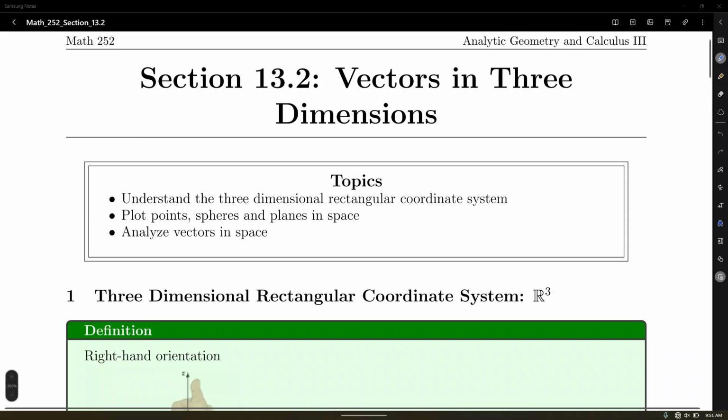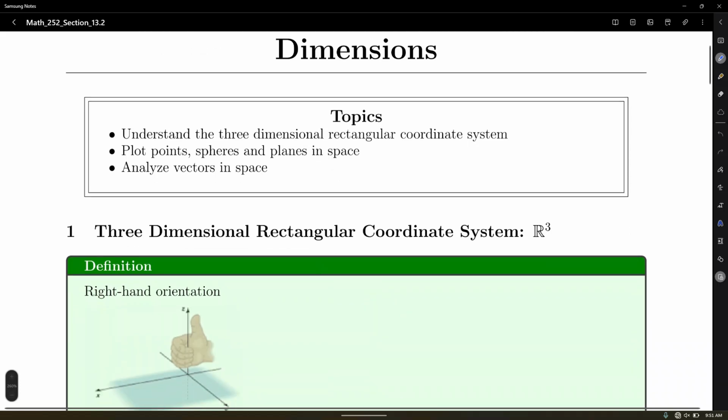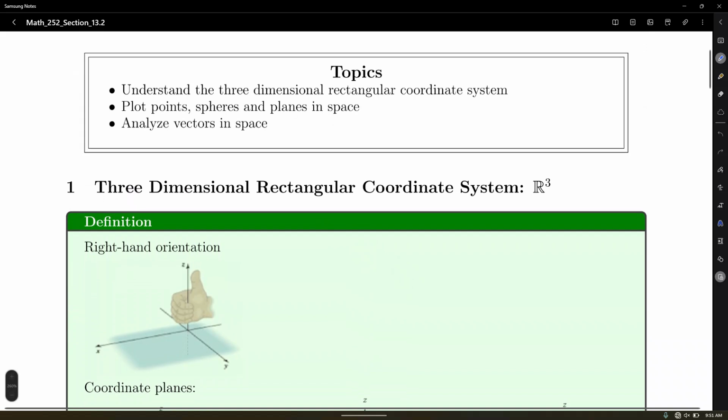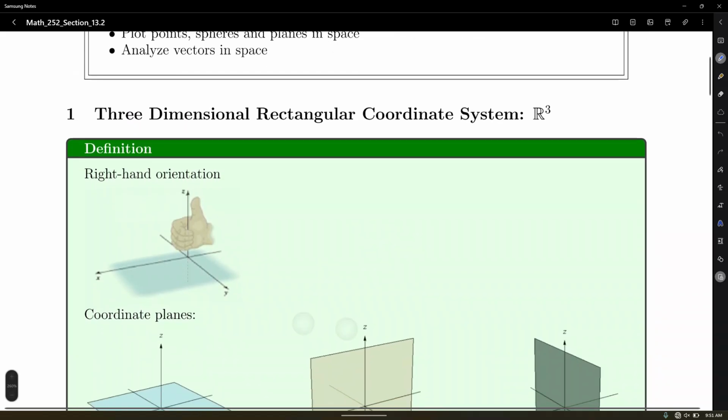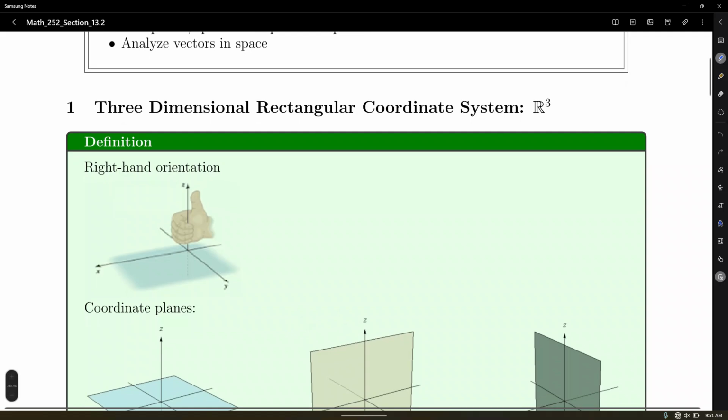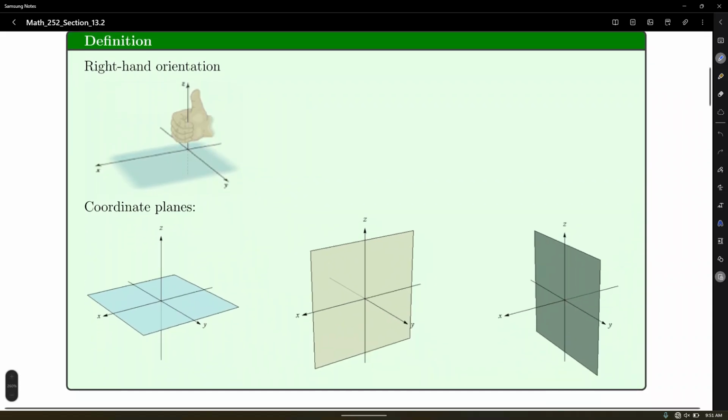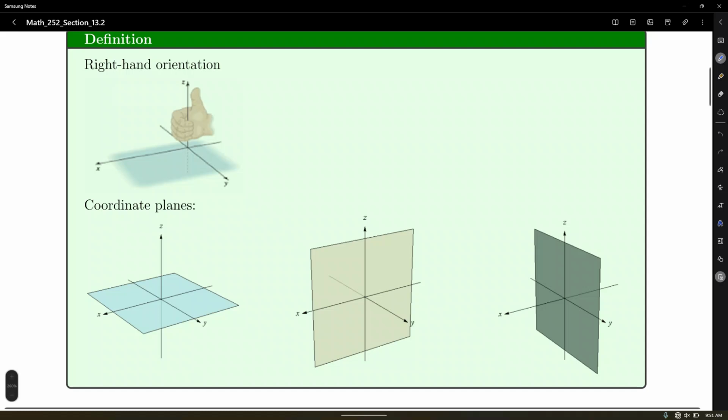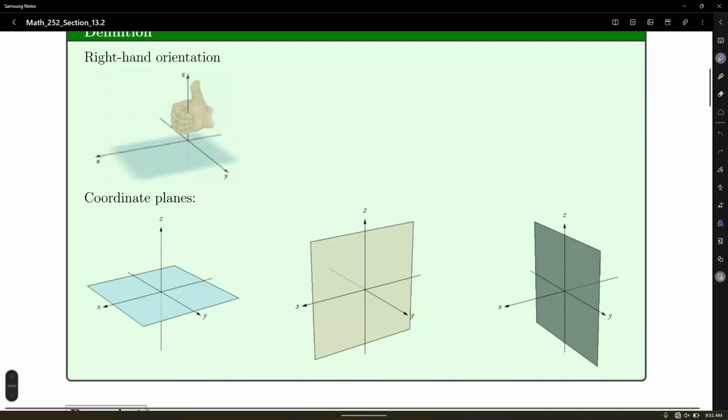Vectors in three dimensions. What we're going to do here is look at this three-dimensional space, plot points, spheres, and planes in space, and analyze vectors in space. Okay, number one: the right hand rule orientation. That's something we're going to look at later when we get to the cross product and other computations for applications of these vectors in space. But what I would like you to see is how the space is formed.